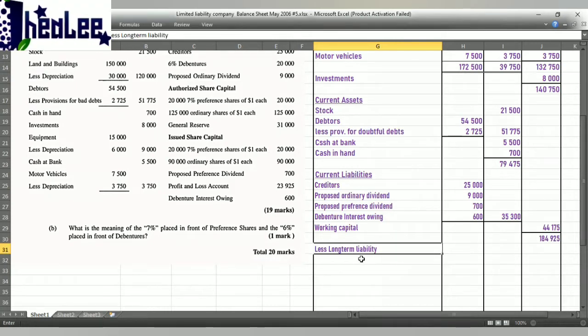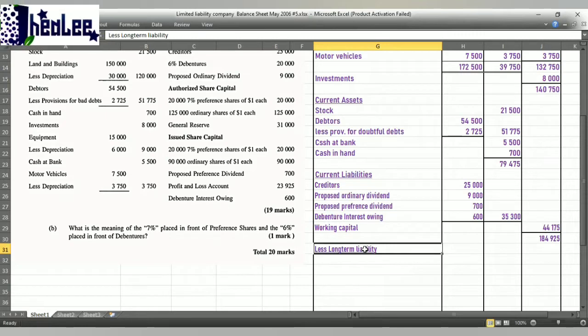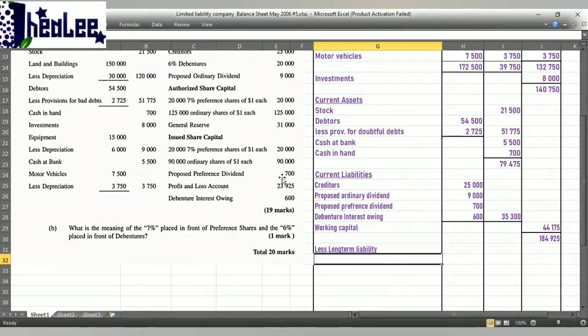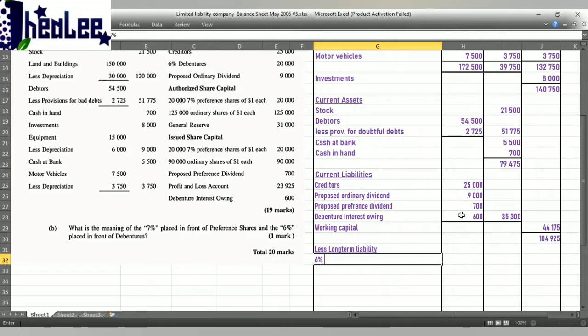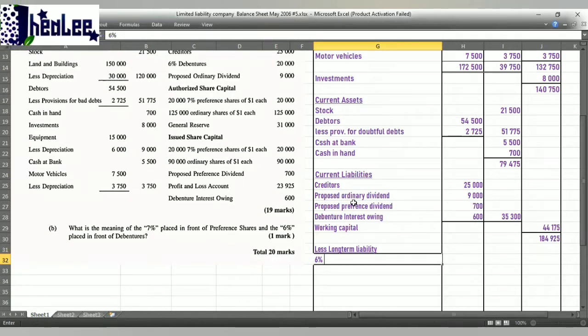And our long-term liability based on the question is the debenture, right? So that is the 6% debenture, and it is right here. 6% debenture of 20,000. So remember that 6% represents the rate of interest to be paid on the debenture each year. But out of that, 600 was owing, and that was listed as a current liability.